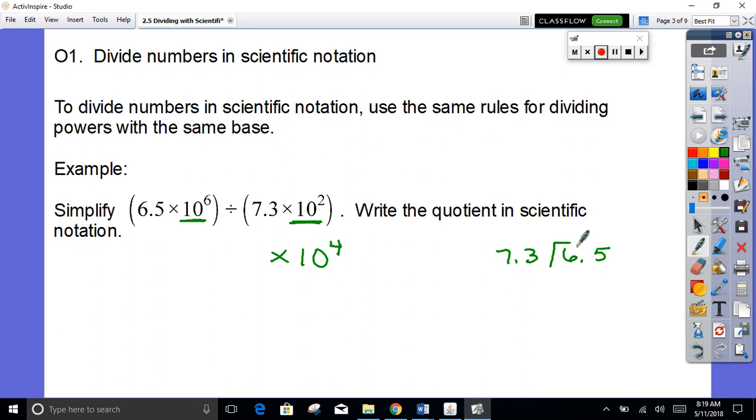And remember your rules for dividing with decimals. We don't want any decimals in this number, so we have to move this decimal over 1. And when we do that, we move this decimal over 1. That's like multiplying both numbers by 10, and if we do it to both numbers, we still get the same answer. So 73 cannot go into 65, so it goes in 0 times. And we can add a decimal, add a 0. 73 goes into 650 8 times, and that's 584.